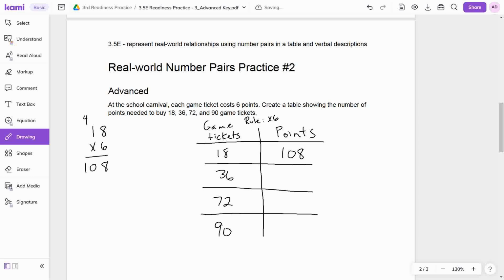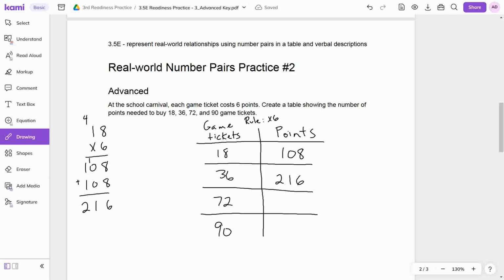And I could do a few things here. I could multiply 36 times 6, or I can know that 18 times 2 is 36, right? So another way to do it is you could just double your answer. If I double 18, I'm going to get 36. So if I double 108, what am I going to get? Well, I'm going to get my answer. So if you multiplied, you would also get 216.